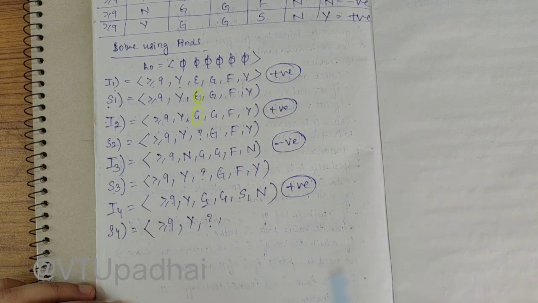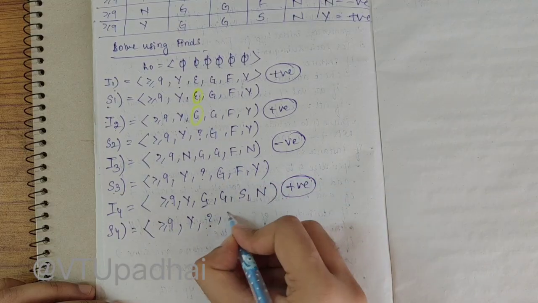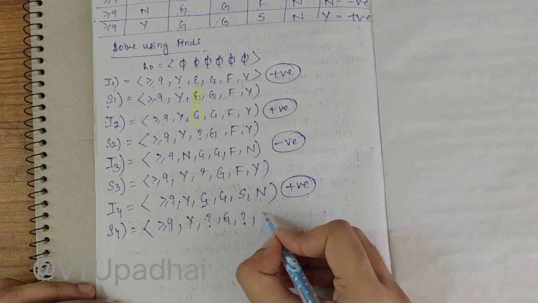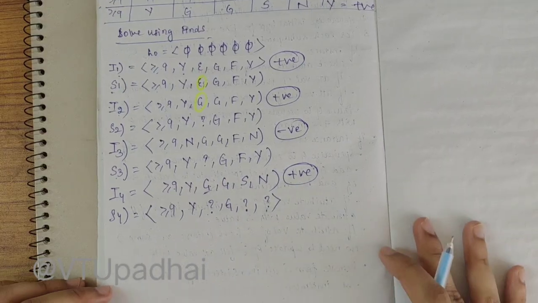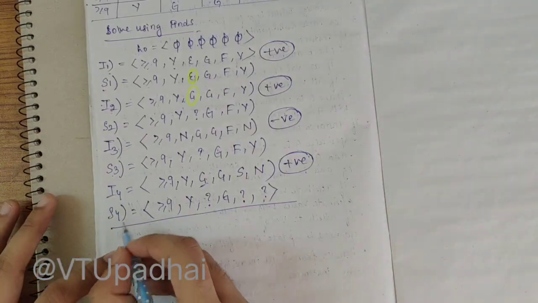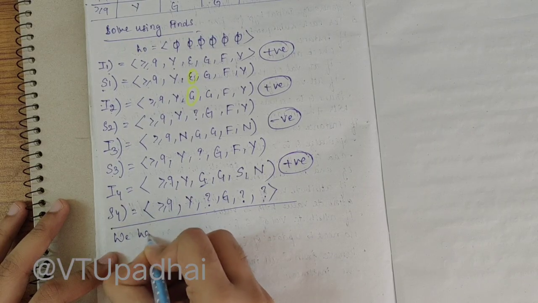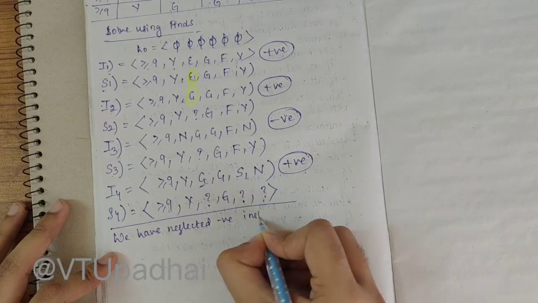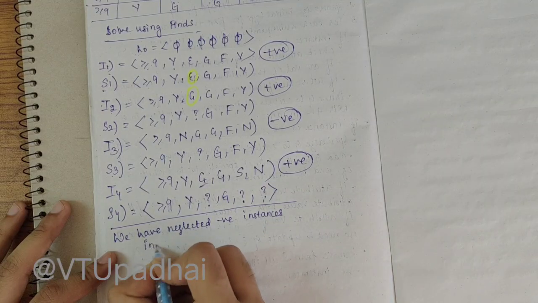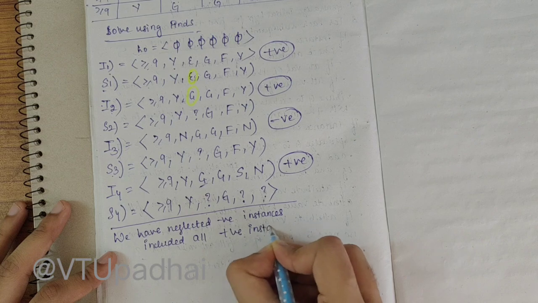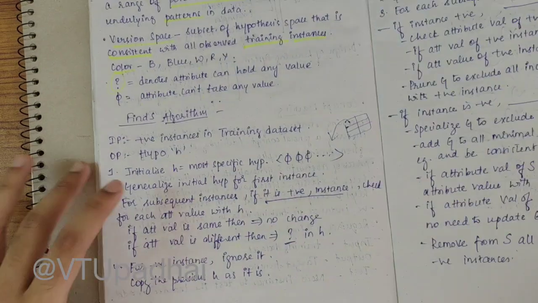So whenever we have question mark and G comparison, put question mark only. Then G and G is there, put G as it is. F and S, there's a change in value, so put a question mark. Y and N, there's a change in value, put a question mark. So here we have reduced the final H value, the final hypothesis value. Here, if you see, we have neglected the negative instances and included all positive instances. So this was about the Find-S algorithm.